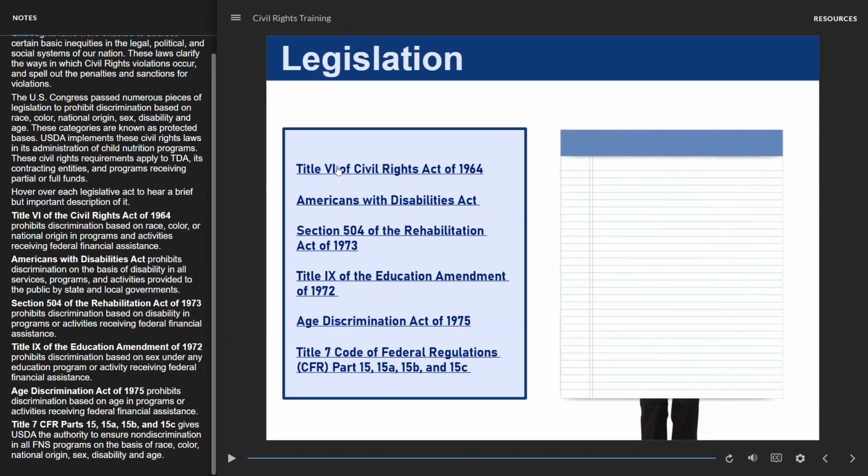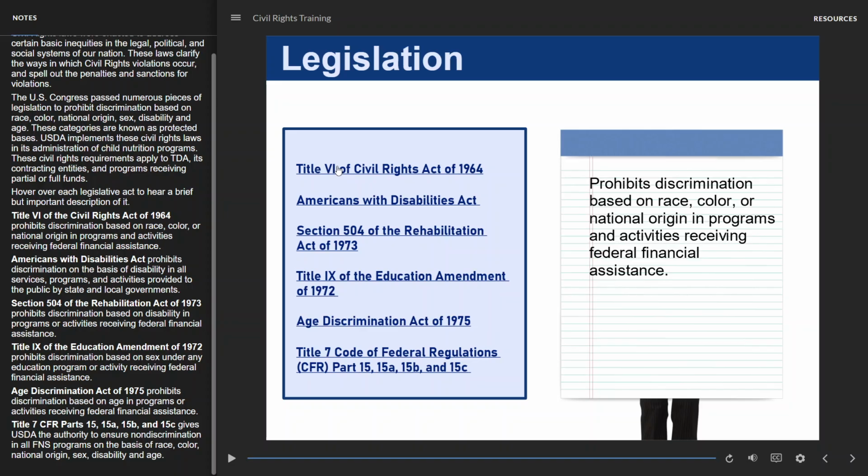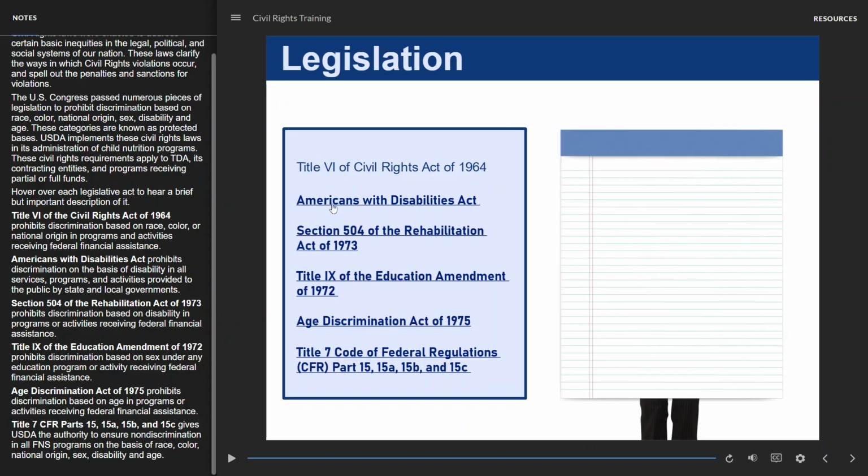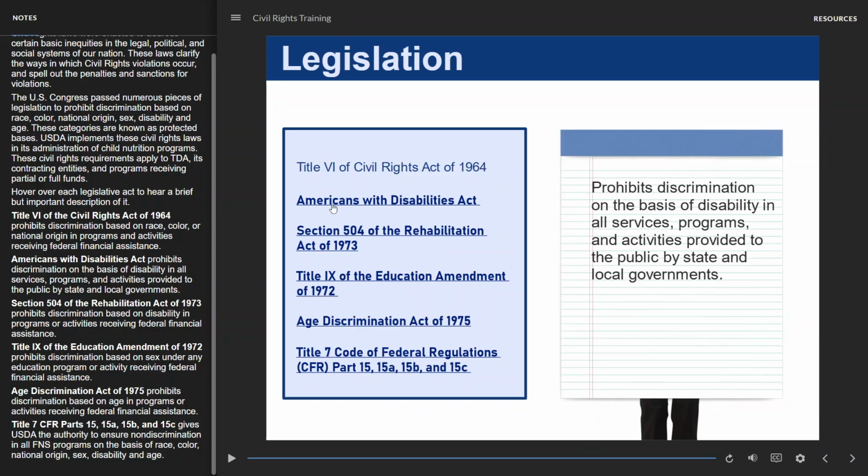Title VI of the Civil Rights Act of 1964 prohibits discrimination based on race, color, or national origin in programs and activities receiving federal financial assistance. The Americans with Disabilities Act prohibits discrimination on the basis of disability in all services, programs, and activities provided to the public by state and local governments.